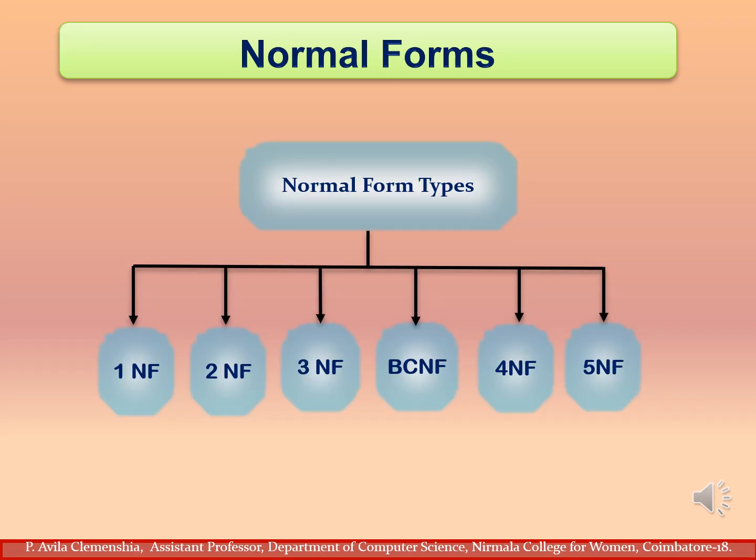Normal forms are a set of rules to achieve the process of normalization in relations. Normal forms can be classified into first normal form, second normal form, third normal form, BCNF, which is Boyce Codd normal form, fourth normal form, and fifth normal form. Let us see the details of the most commonly applied first normal form, second normal form, and third normal form in the rest of the video.